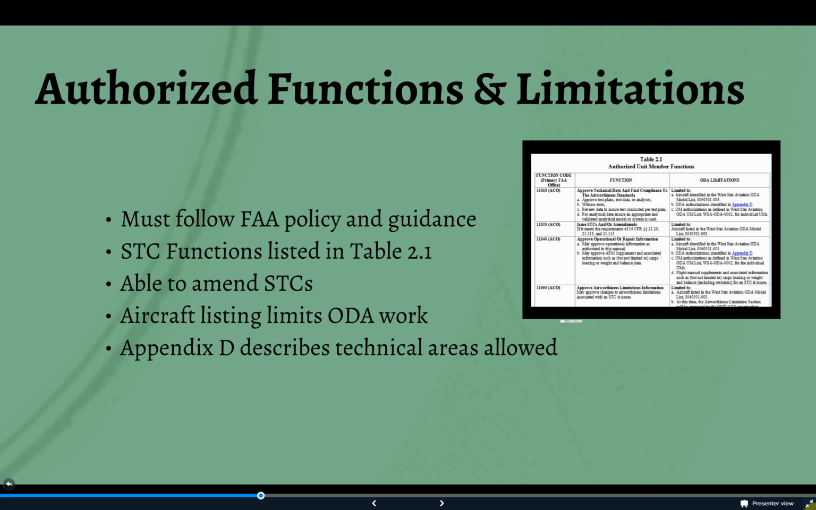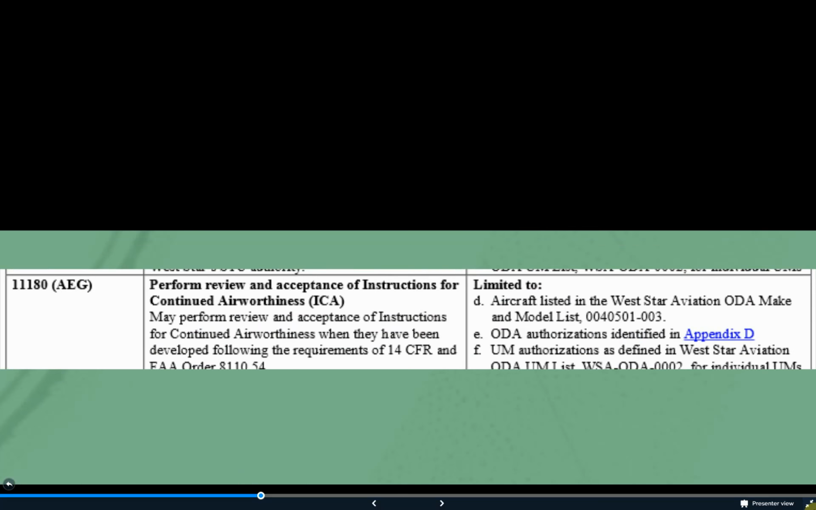The ODA is limited to which aircraft it can work on. There's a list that identifies which ones, and the ODA is limited in the technical areas it can be reviewed, which is defined in Appendix E of the manual. The ODA is allowed to provide data approvals that support a TC holder's project, or also support an FAA managed project. It cannot be used if Westar is working on something outside of the ODA scope, is doing a standard project, or is a supplier to a different company.